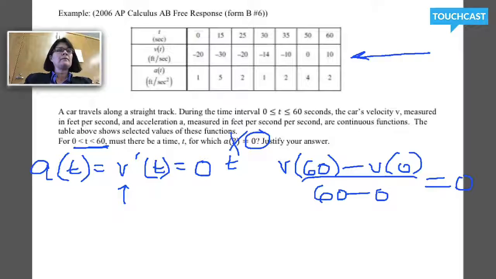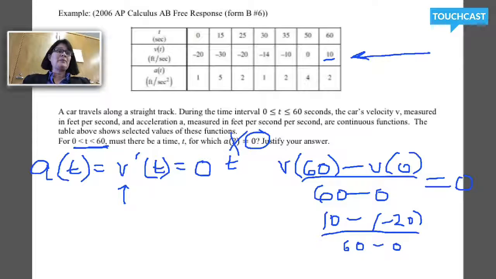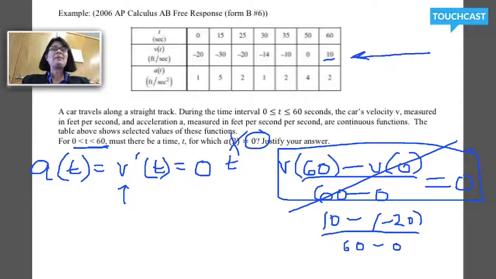What's v of 60? 10 minus v of 0 is negative 20. And this would be 60 minus 0. Well, shoot, because that makes 30 over 60, which is 1/2. I need to choose my A and B so that I end up with a true statement here. This was not true. I need to pick a different A and B so that when I find the difference quotient, the average rate of change, I actually do get 0. So you didn't waste any time.